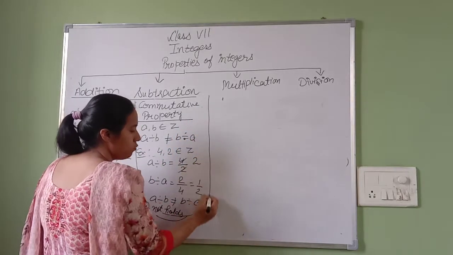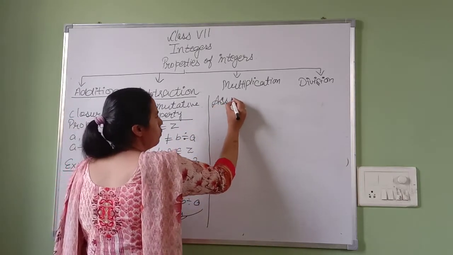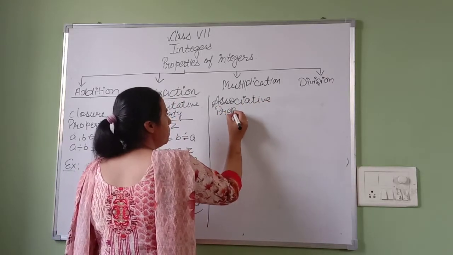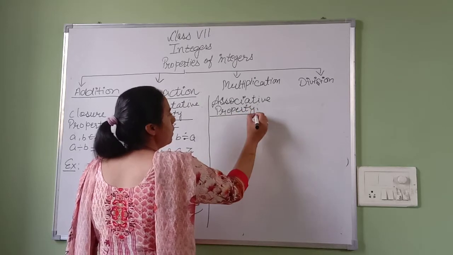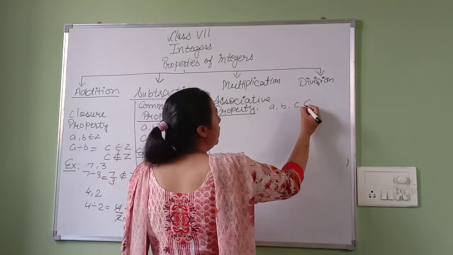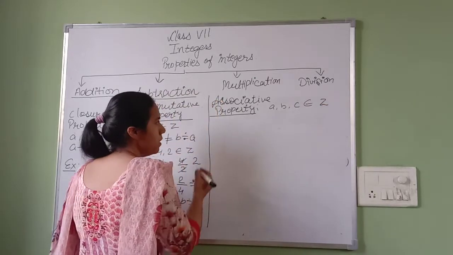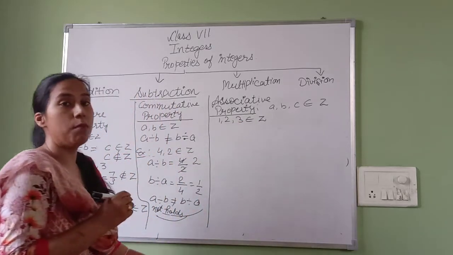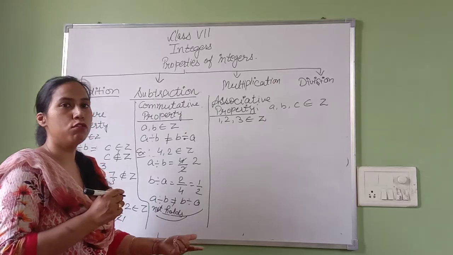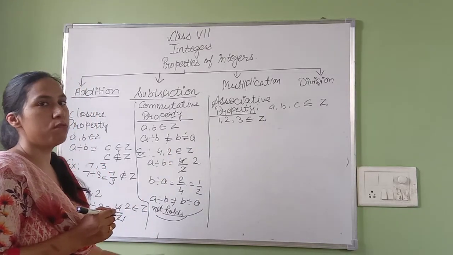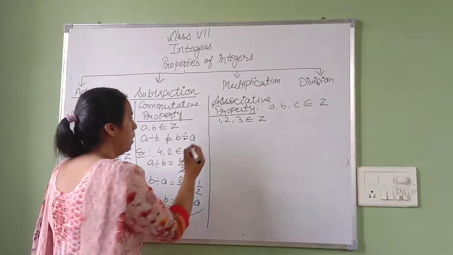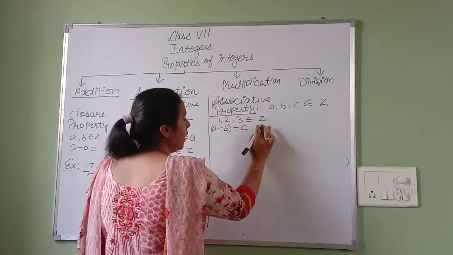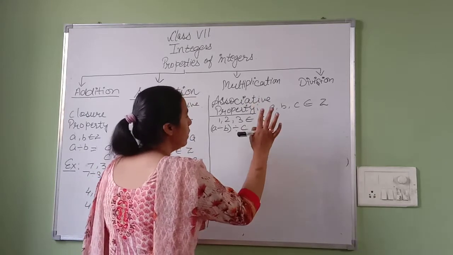The next property is the associative property. What is the associative property saying? If a, b, c are three integers, I am just taking 1, 2, 3 as three integers. Again I am saying you can take 0 also, you can take negatives also, but I am taking easy examples so that you can generalize the things in an easy way. A divided by b divided by c. I am not writing anything here. We will generalize, then we will put the sign.